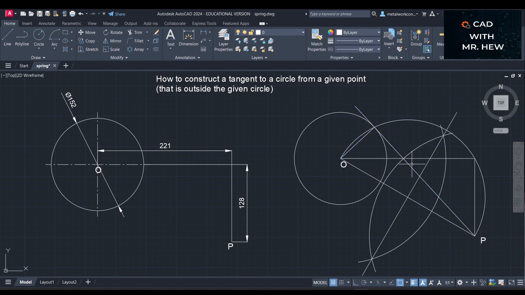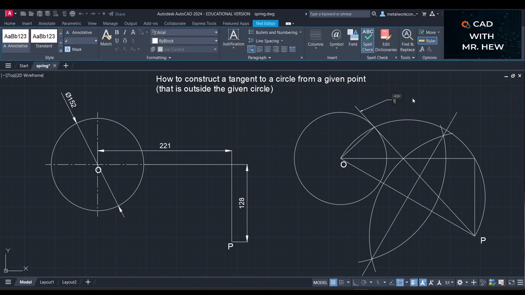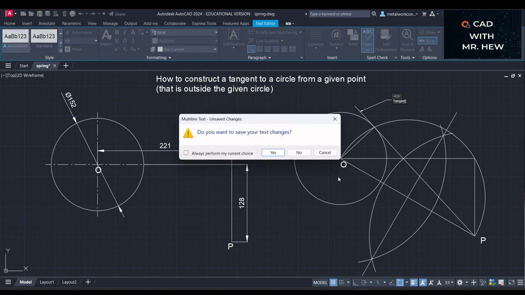Good. Now, another thing we can do, we can label the line tangent if we need to do so. So we can label it tangent.